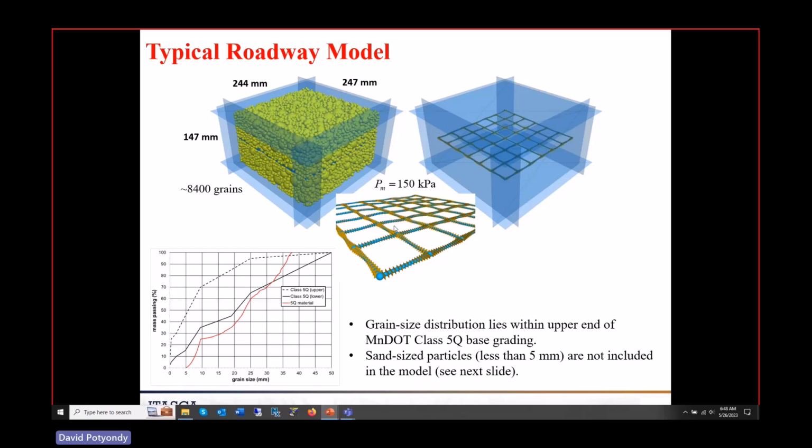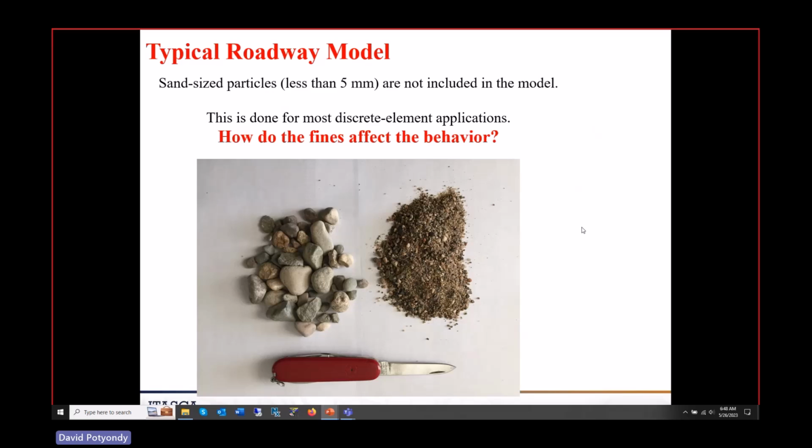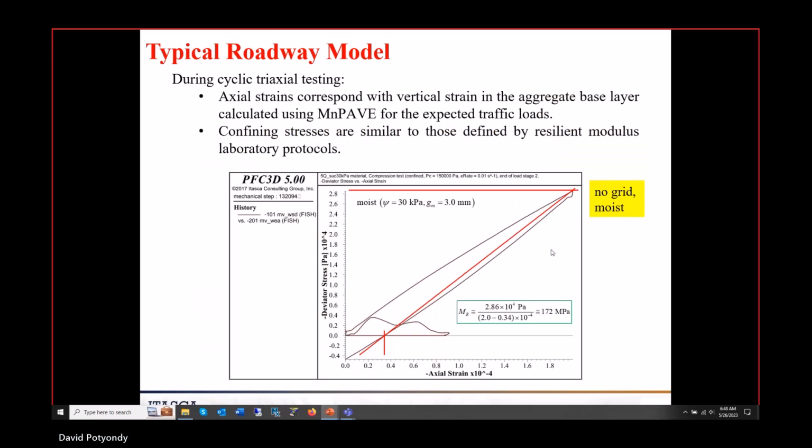But this is what the system looks like. So here's a bigger chunk of grid. It's in the middle. We're going to squeeze this. We're going to apply confinement and squeezing. That's similar to what we believe would happen in a roadway. This is about 8,000 grains in this system here in 3D. Again, we don't have the fines. We try to account for the fines a little bit by having that moisture gap.